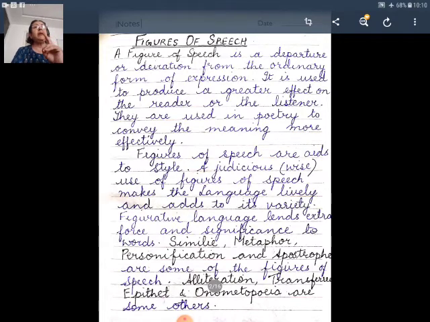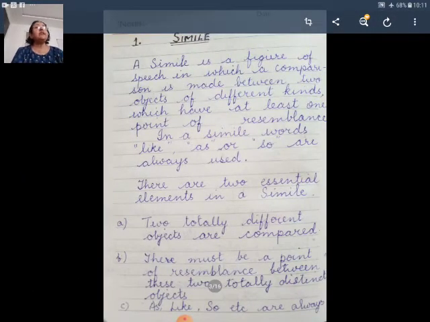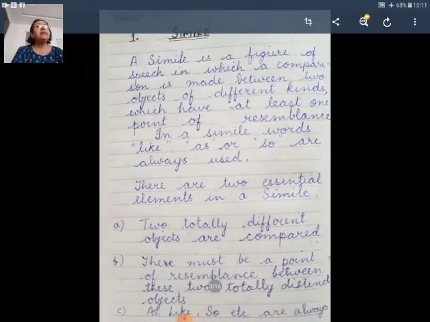Simile, metaphor, personification, apostrophe, alliteration, transferred epithet, onomatopoeia and repetition. These are some of the figures of speech which I will be taking and discussing in detail, giving you the examples from the poems. First is the simile.